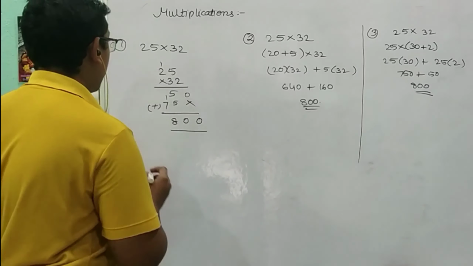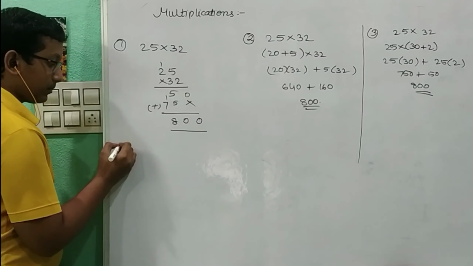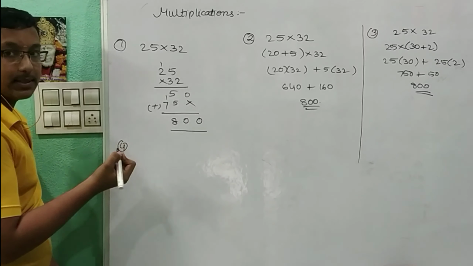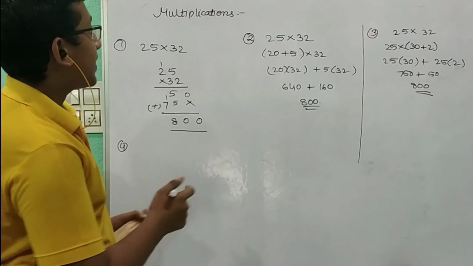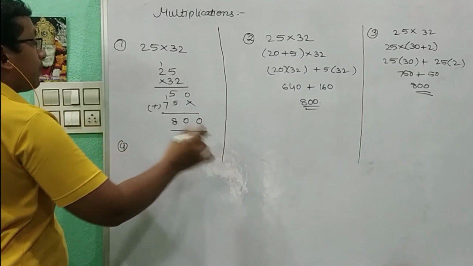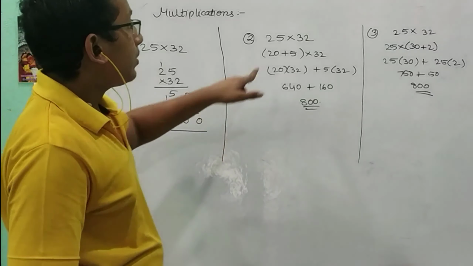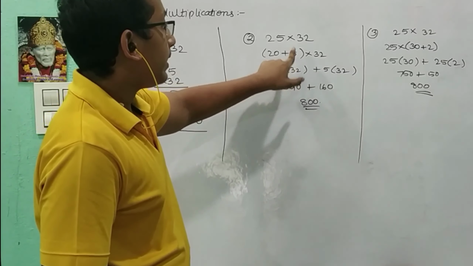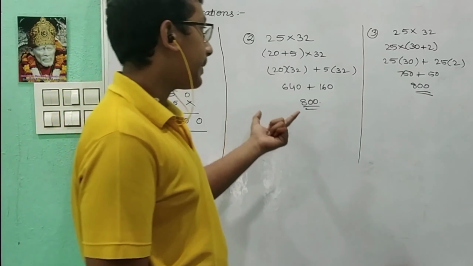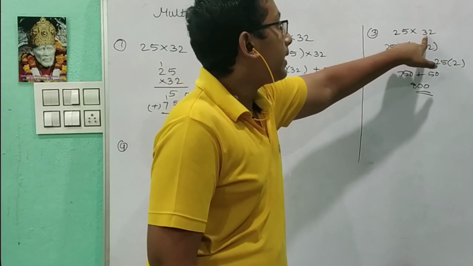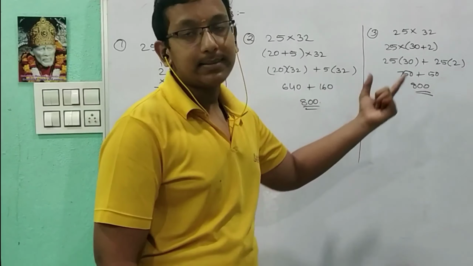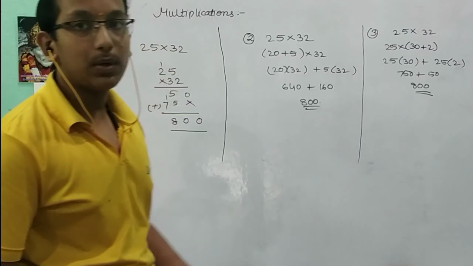Okay, this is our fourth method. In the first method we did normal multiplication, and then I took 25 as 20 plus 5 and did the addition and multiplication also. And in the next method I took 32 and divided it as 30 plus 2 and did it up to the last.